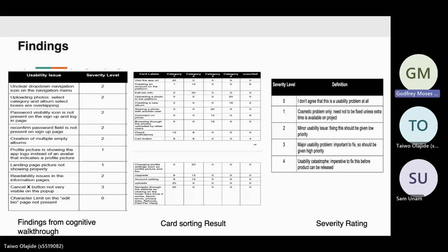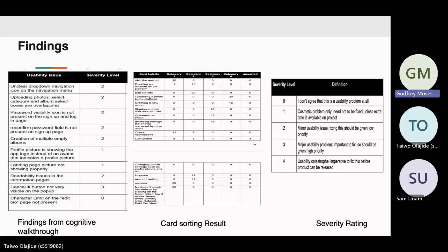So this is Godfrey, and I'll be talking about the findings from the cognitive walkthrough. The cognitive walkthrough is a method that we use for usability inspection to identify usability issues in interactive systems. It focuses on how easy it is for new users to accomplish tasks with the system.